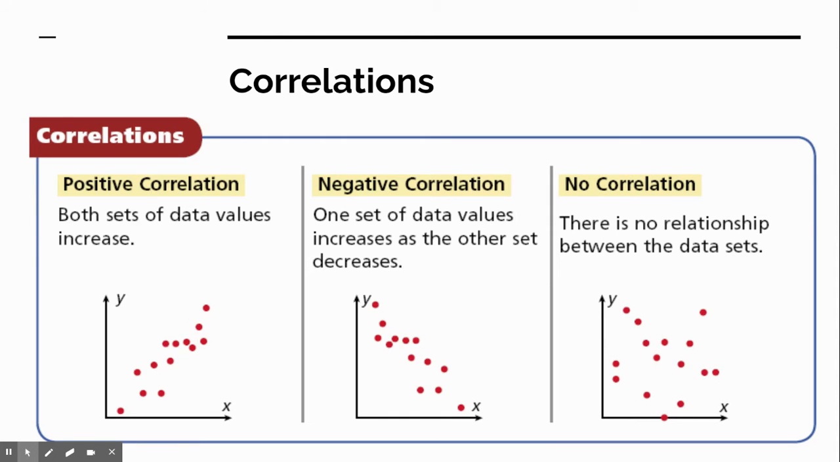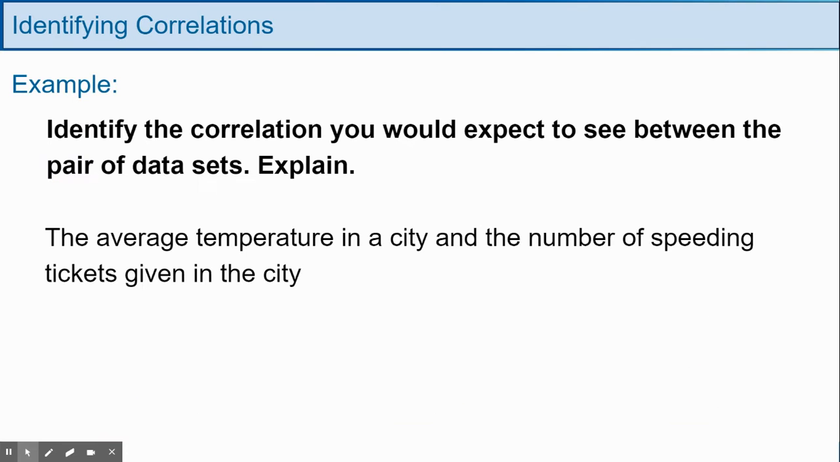The other one, we're going to have no correlation, which means that there is no relationship between the data sets. As you can see, all the dots are kind of all over the place on the graph. So for our first example, we're going to try and identify some correlations that you would expect to see between a pair of data sets.